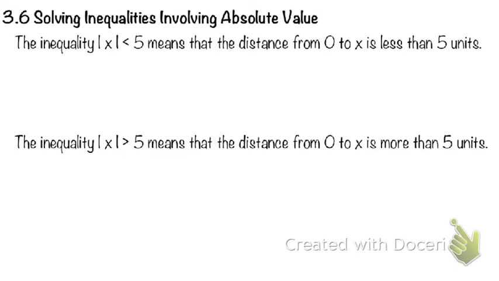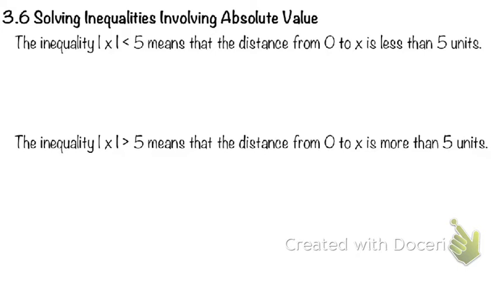So the inequality, the absolute value of x is less than 5, means that the distance from 0 to x is less than 5 units. Does that make sense? Absolute value is distance to 0. So if its absolute value is less than 5, the distance is something less than 5. Could it be 4? Could it be 4.5? Could it be 0? Could it be 3? Could it be negative 4? It could be negative 4. That'd be less than 5 away.